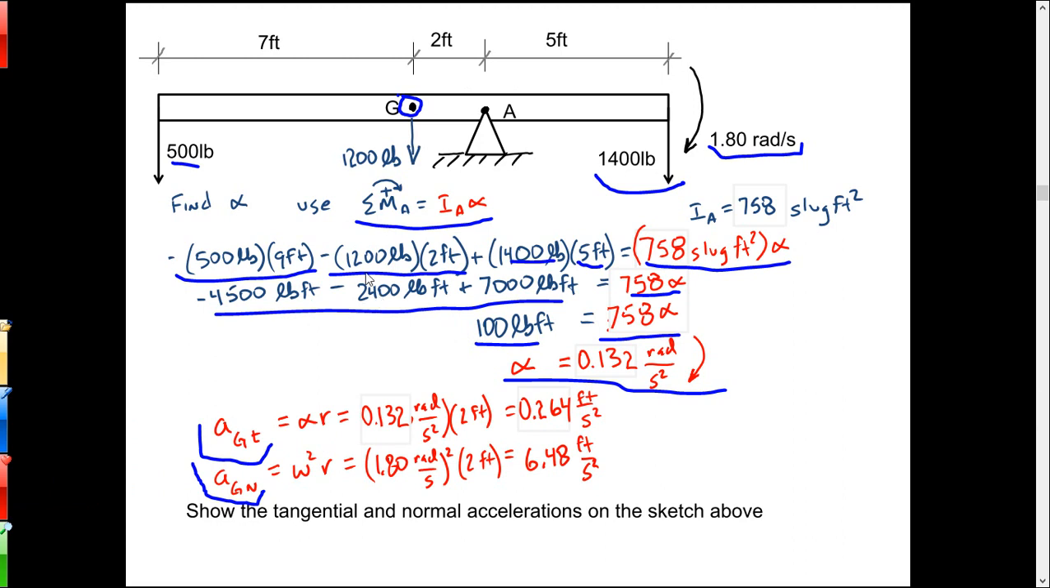All right, so let's start with the normal. Is that going to be vertical or horizontal, that one? Yeah, horizontal, and which way, right or left? Yeah, it's to the right, okay? So there's the normal. You okay with that? Because as G rotates about A, which is what it's doing here, it accelerates in towards A because it's rotating about A, okay?